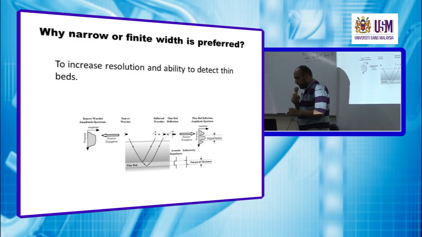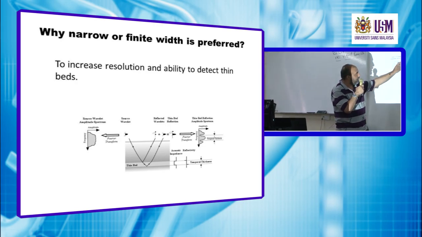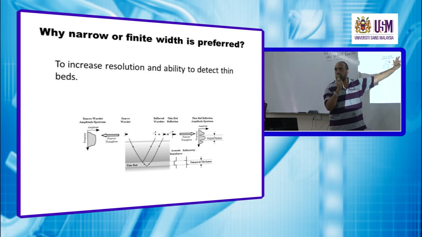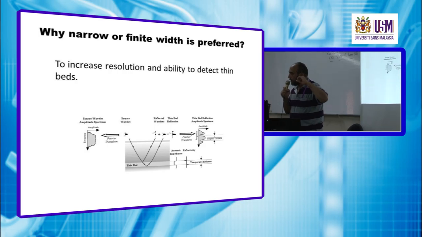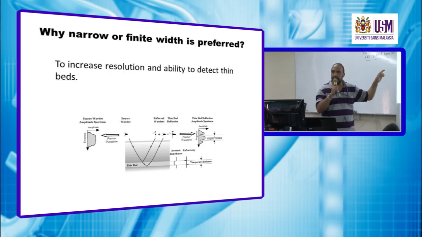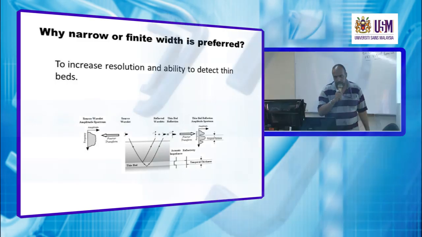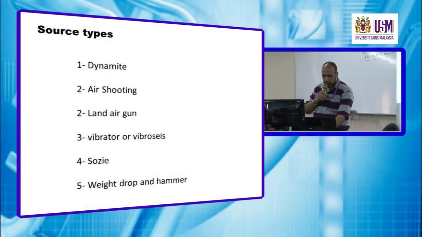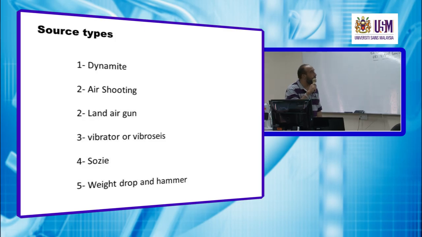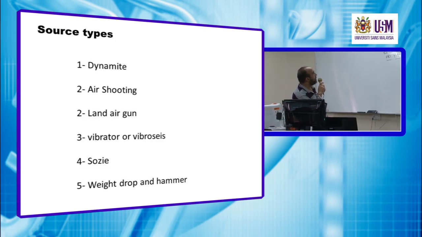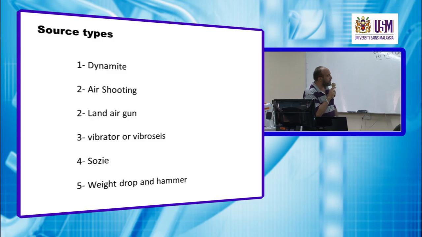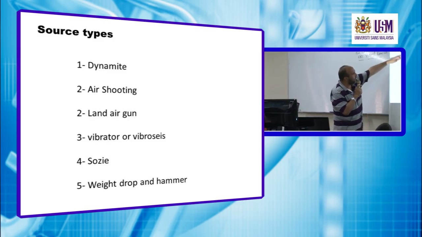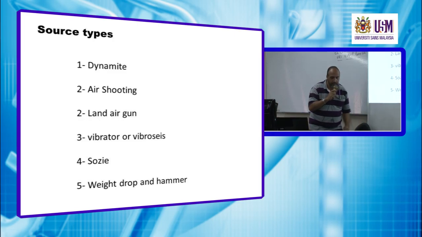So when the wavelet itself is more narrow or more finite, imitating the delta function, I am having a good source. And this is present for the case of dynamite. So we have many types of sources. We have here the dynamite, air shooting, land air gun, vibrator or Vibroseis, Susie, and this one could be here, it's weight drop and hammer.